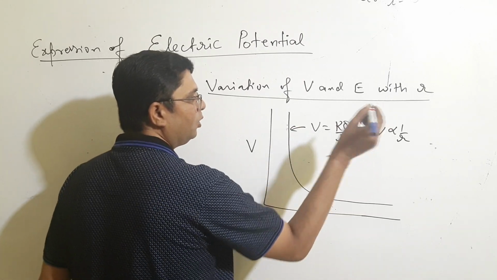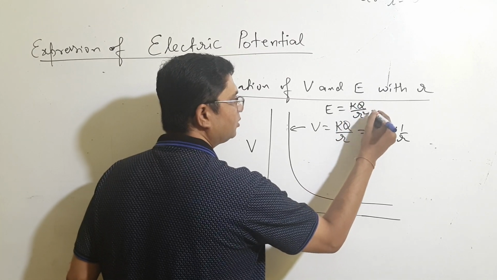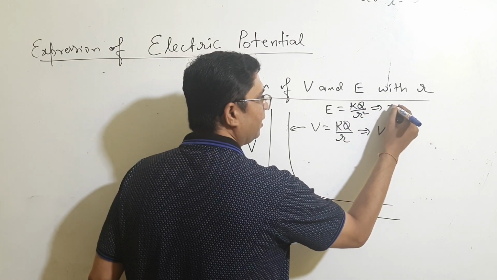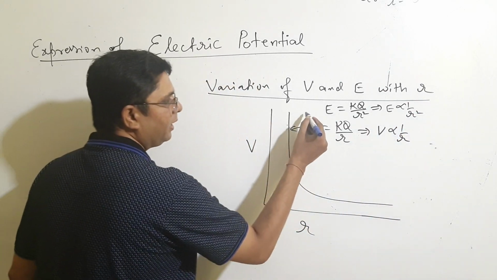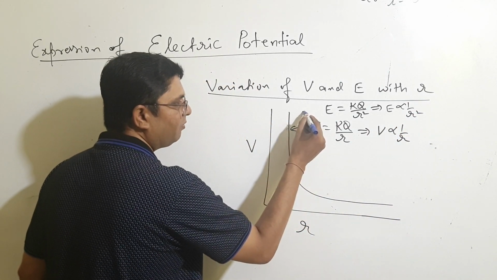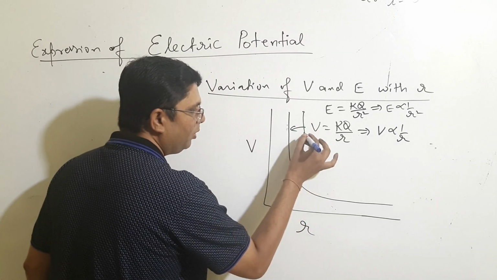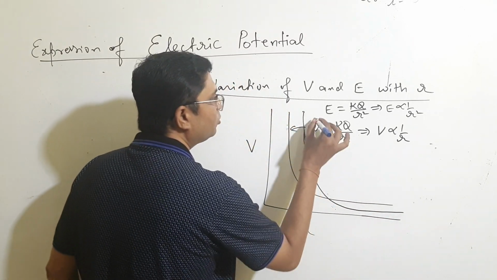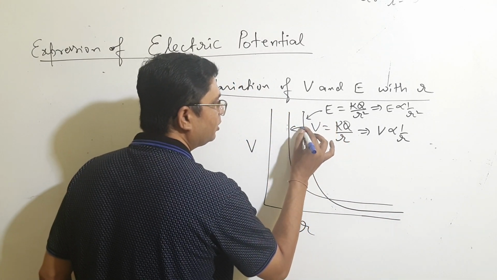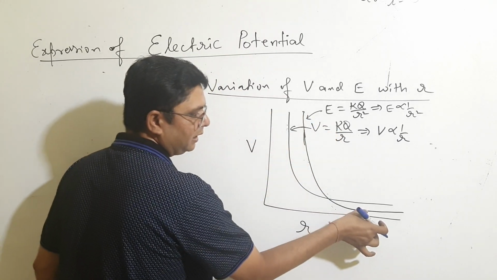Now, you know that electric field E equals kq by r square. This means that electric field E is proportional to 1 by r square. Here the distance is more, and as you go below, the distance decreases. So this line indicates the electric field. Here the distance is more, here the distance is less.